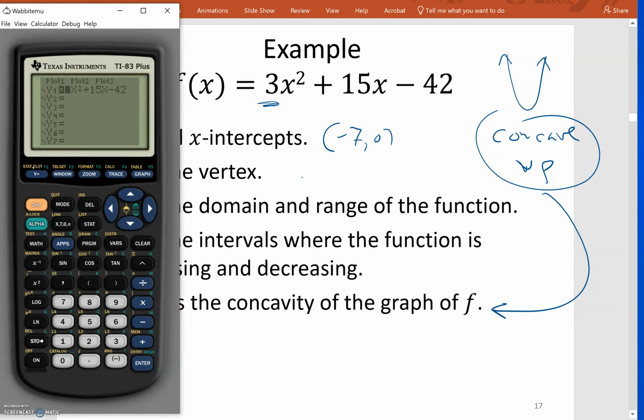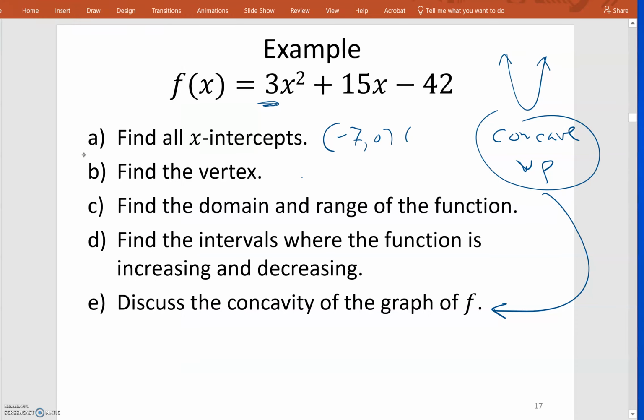So to find the other 0, I need to go to second calc 0 again and move my cursor all the way over here. So let me pause the video so I can do that. Okay, so I move my cursor all the way over here for my left bound. And now for my right bound, let me go above that 0, which is about there. And I take a guess right there. And I get 2, 0. Okay, so I've got my x-intercepts.